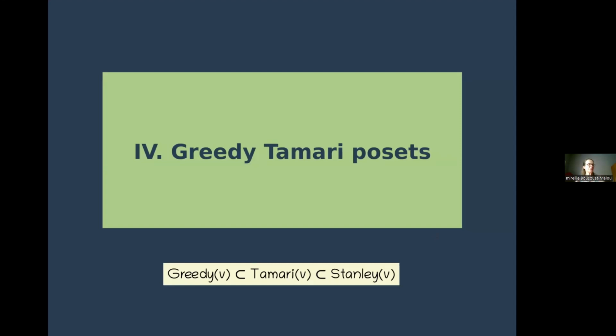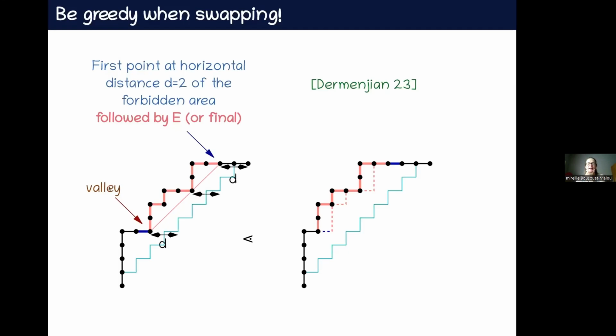And now, finally, I want to move to the most recent collection of posets, which are no longer lattices. They are called greedy Tamari posets, and they are subsets of the Tamari posets. They were introduced very recently by Aram Dermenjian. And now here is the rule for the covering relations. So I will start with the case where the base path is just a stair.